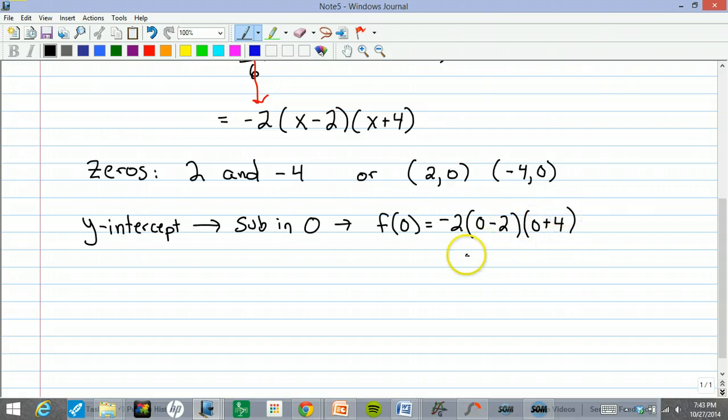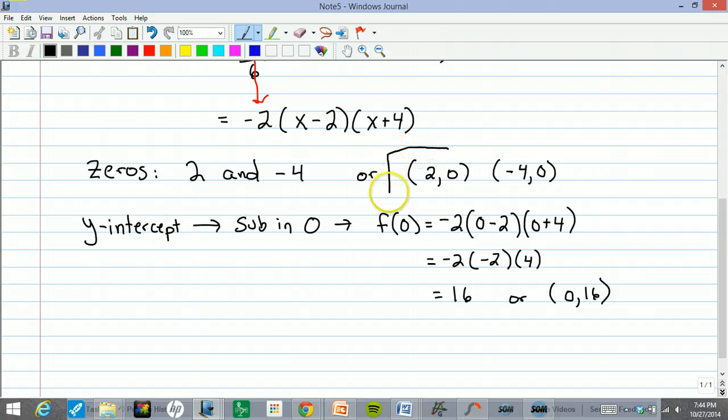Follow the order of operations here. Negative 2, parentheses, we get a negative 2 in this group. In this parentheses, we get a 4. Now a negative 2 times negative 2 is positive 4, times 4 is 16. So there's our y-intercept, or we can write it as (0, 16). Let me box these off so we identify our key features nice and clearly.